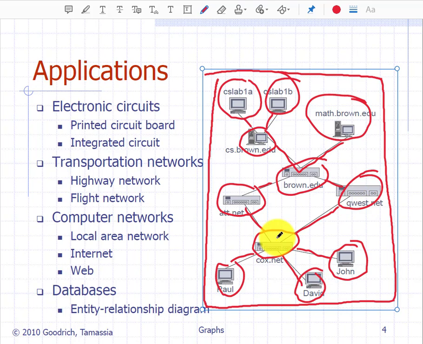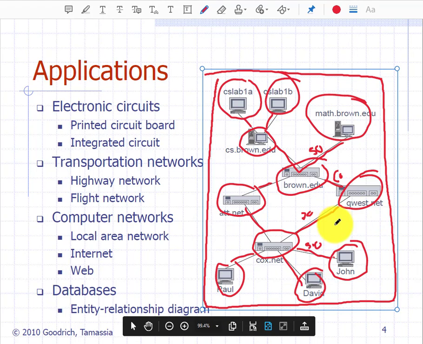Like perhaps it had the speed of this line, maybe 70 kilobytes per second. I don't know. This one was 60 kilobytes per second. This one was 50 kilobytes per second. Maybe this was a wired network. This was 500 kilobytes per second, or perhaps, I don't know, anything. In that case, you can store this number as a weight on the edge.